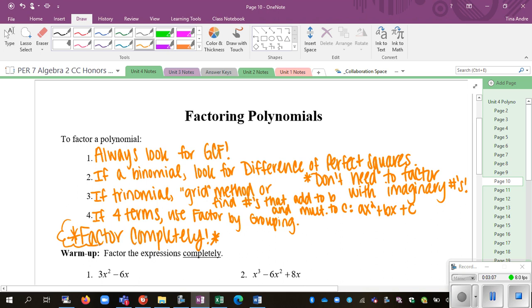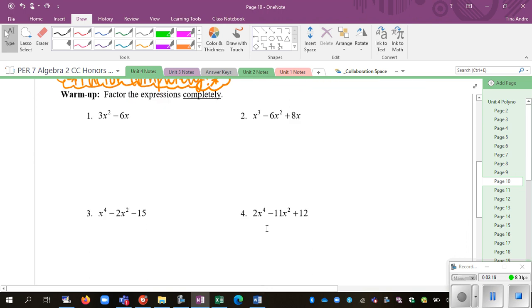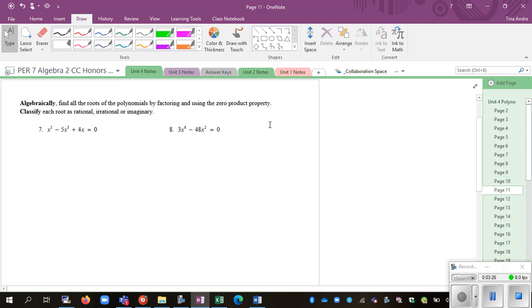So I'm going to skip these warm-up questions here because these are actually a review. Really, this whole factoring is a review from previous units. So what I want you to do is practice these. You can go ahead and pause the video, try these, and then check your answers using the answer key. And then what I'd like you to do is come back and watch the rest of this.